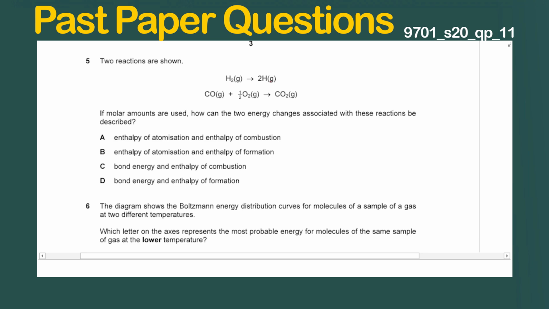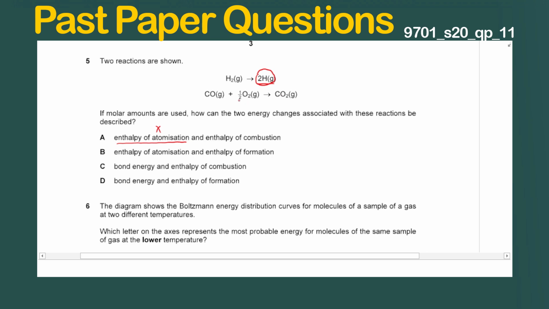Beta ji, H2 is converting into 2H. This is not the atomization. For the atomization, you should remember 1 mole of atoms should be formed. But here you can see 2 moles of hydrogen atoms are formed. So this is not enthalpy of atomization.